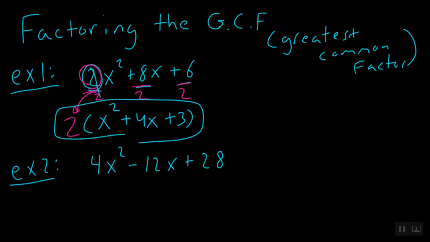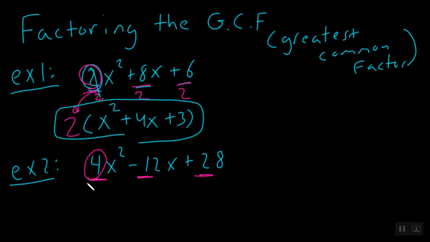We have now gotten our x squared where it has a coefficient of 1 by factoring out the greatest common factor. Okay, let's take a look at example number 2. Okay, so the question becomes, what is the largest number that I can take out of 4, negative 12, and 28? And I hope that you would say 4. They are all divisible by 4.